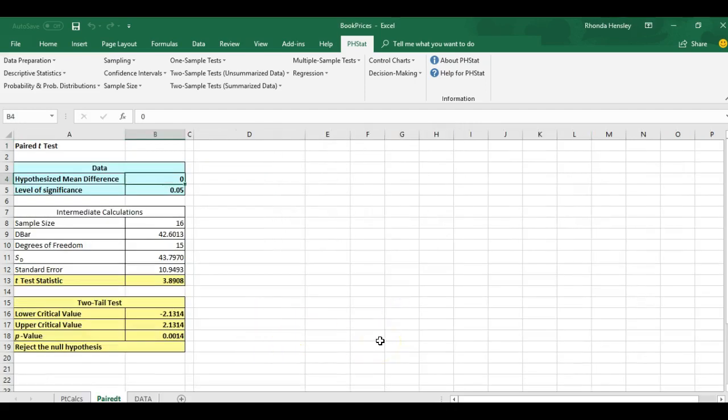Turns out they are significantly different. And of course, this is backed up by the fact that if you look at the D-bar, it's $42 different on average. I get a p-value of 0.0014, which is very small, and because of that p-value I know that I can reject my null hypothesis. So you would explain to your boss that the prices at the bookstore and online are significantly different from each other. So that's the paired t-test.